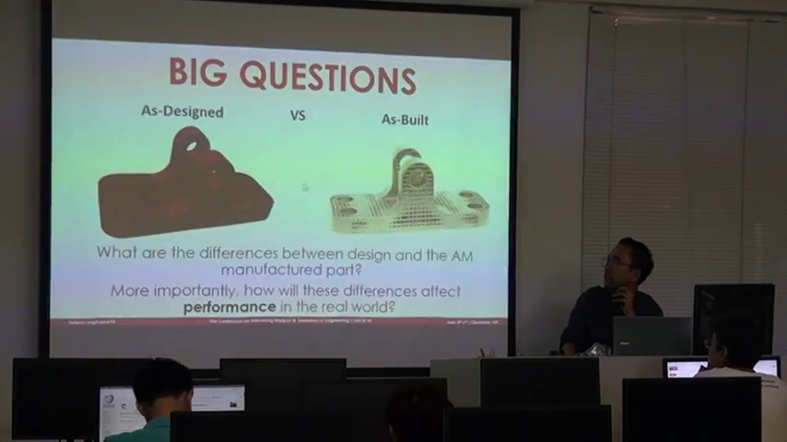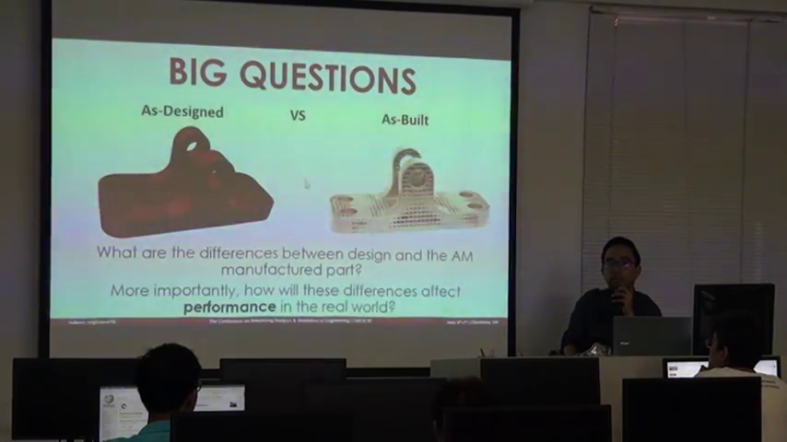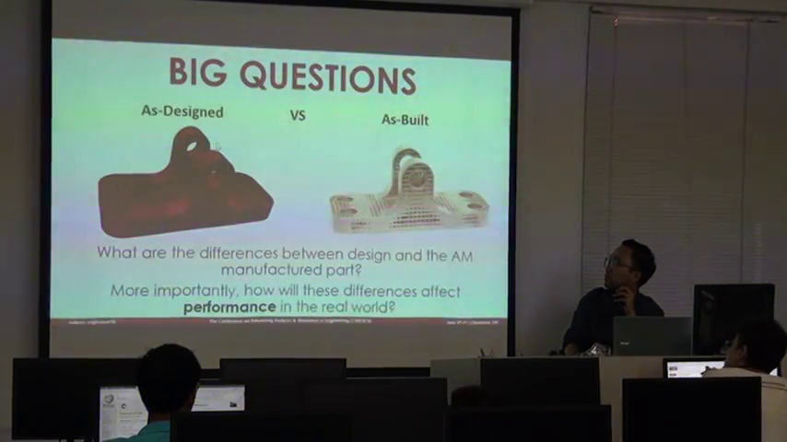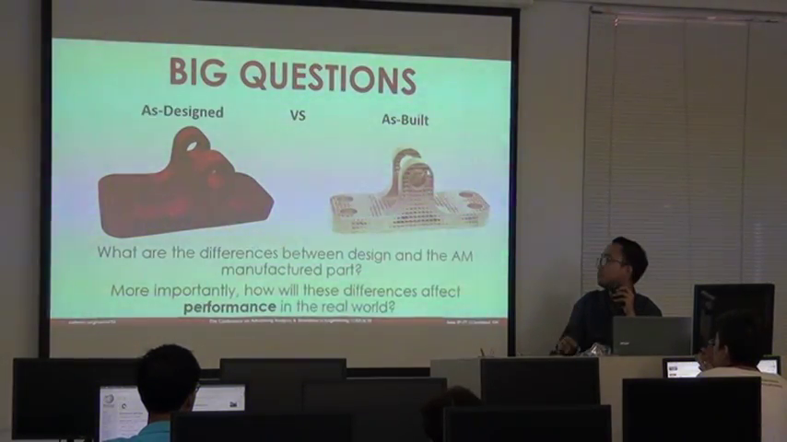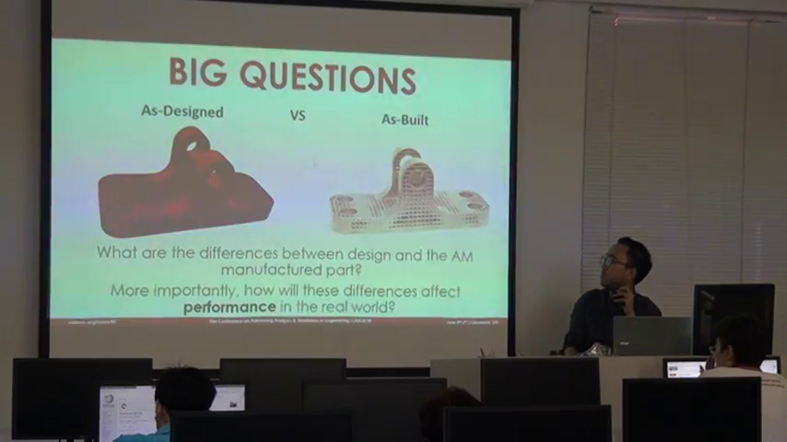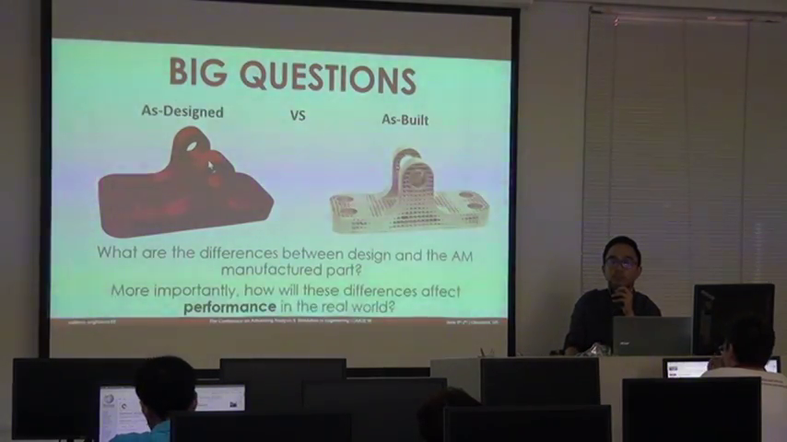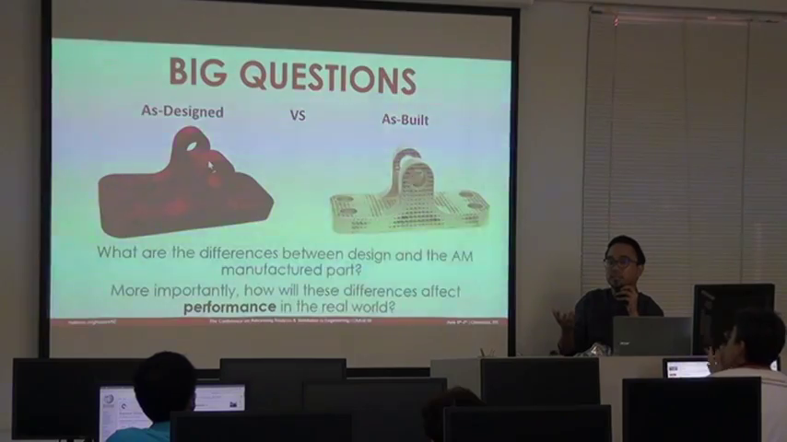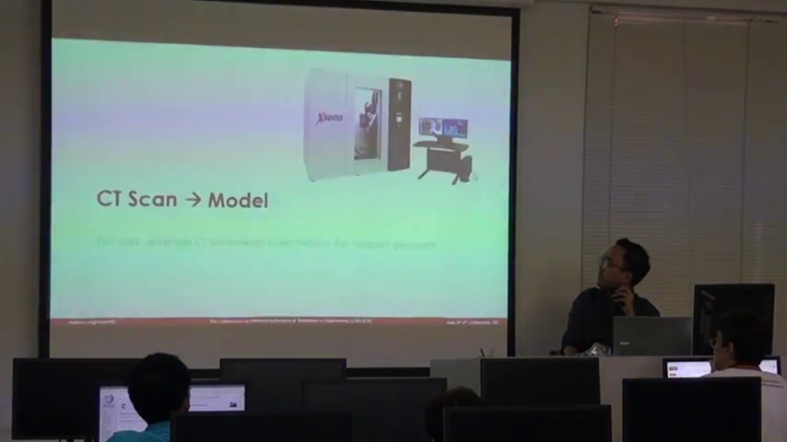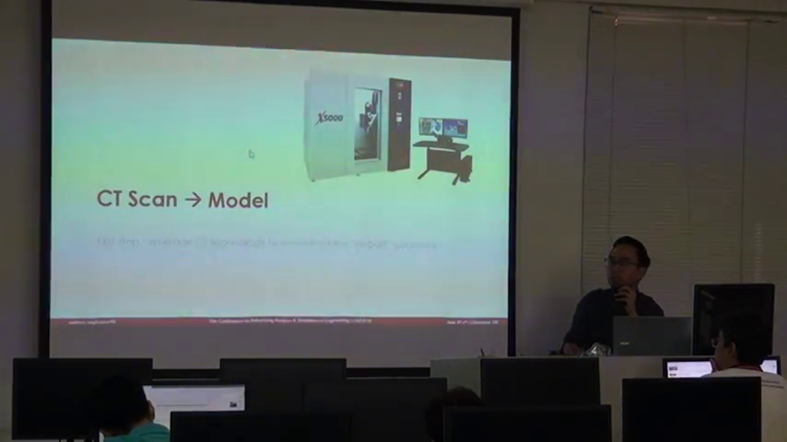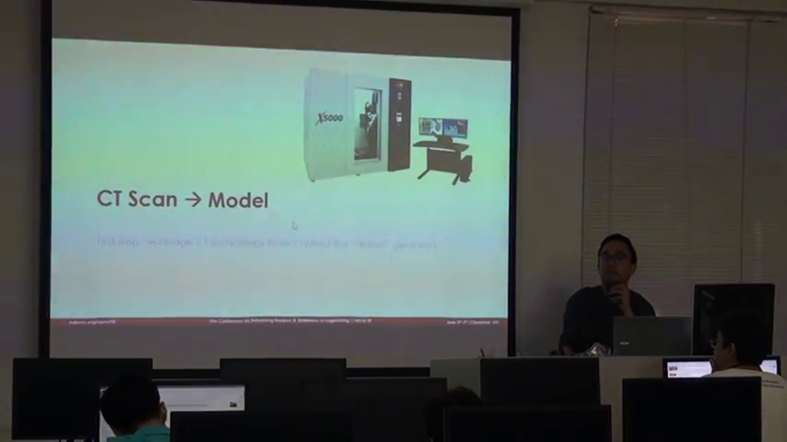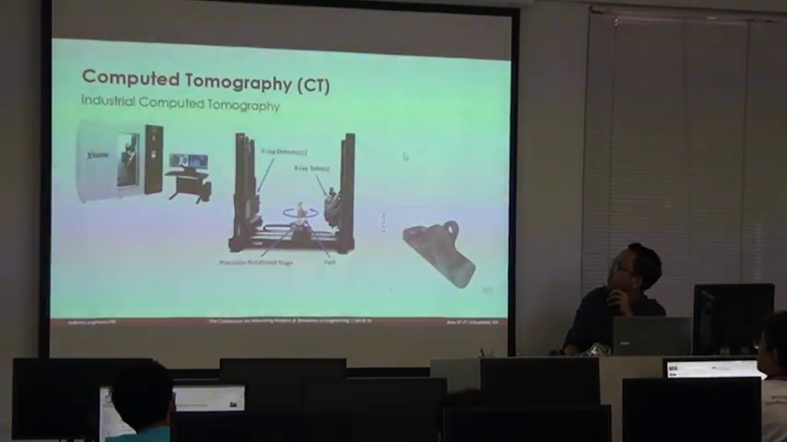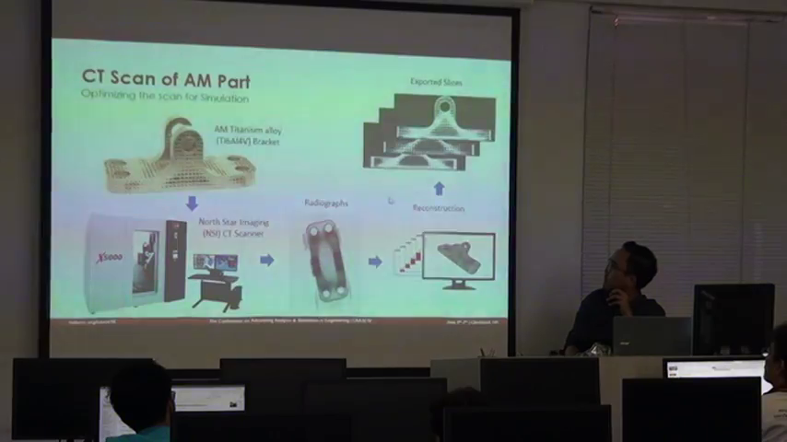So the question that always arises when it comes to 3D printing is whether the 3D printed part that has been produced is the same as what we have designed. So how can we do the comparison? The comparison can be done using image-based modeling or using software simulation. Okay, where we use a CT scan to create the model of the 3D printed part.